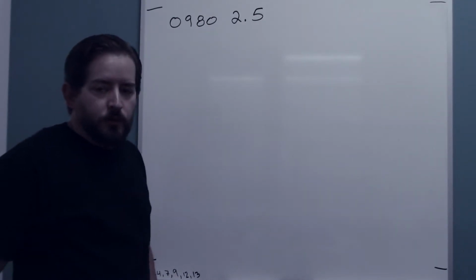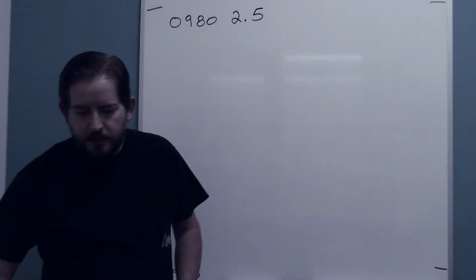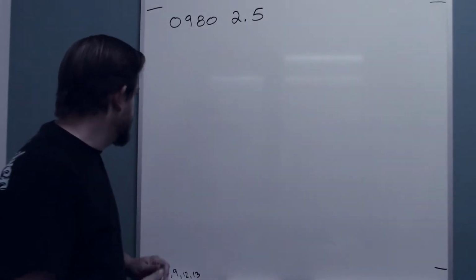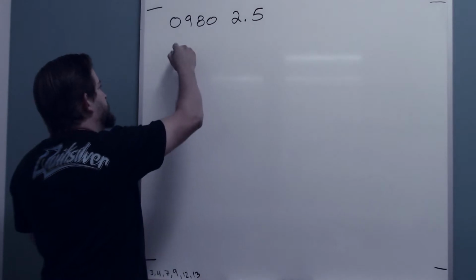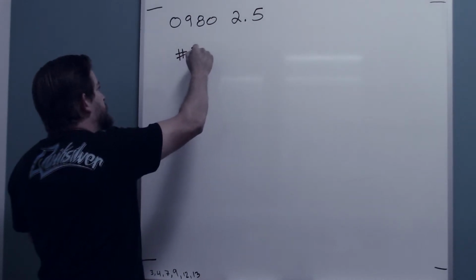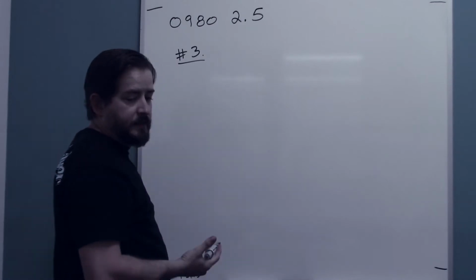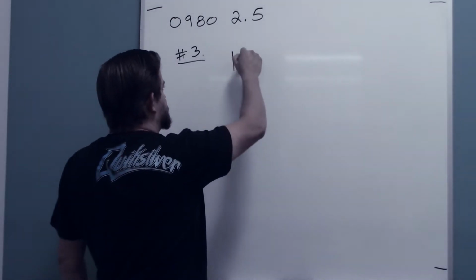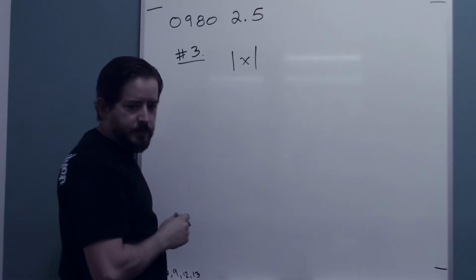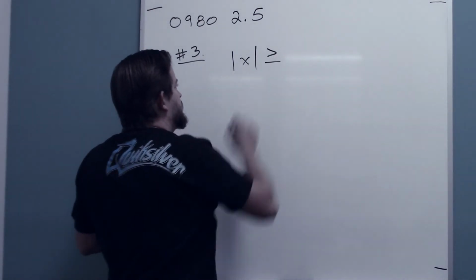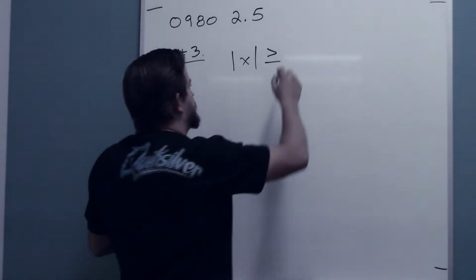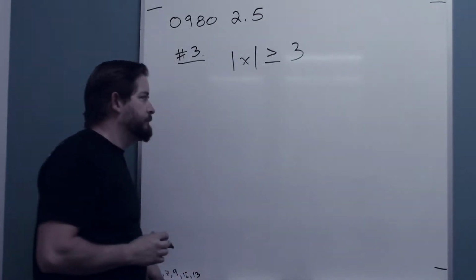So I've had a couple of questions asked about this section, so we'll go through those. Let's start with number 3. Number 3 is one of the basic ones. Nobody actually asked this, but we're doing it just to get the basics covered here. The absolute value of x is greater than or equal to 3, right?